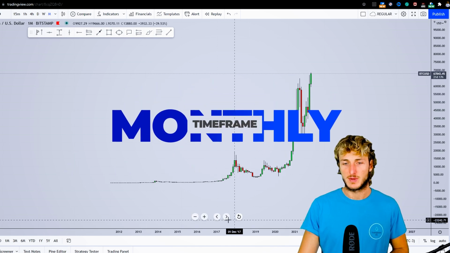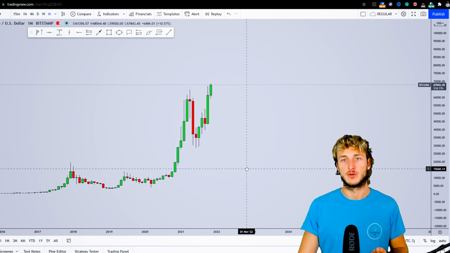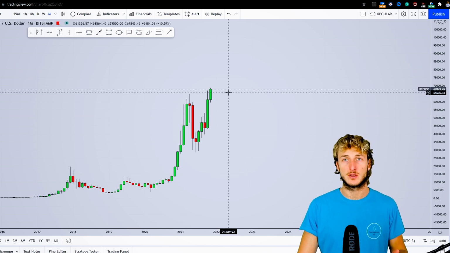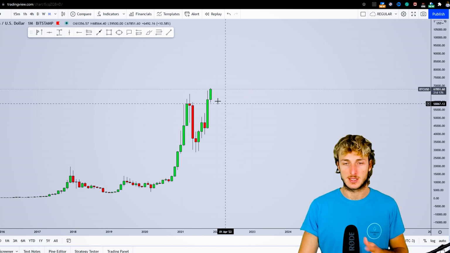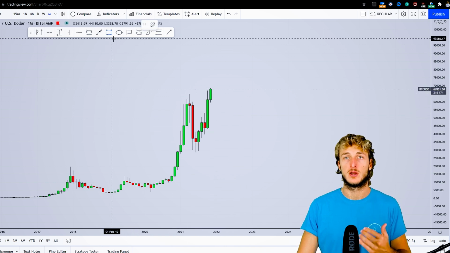So starting here on the monthly, there are two things that we need to speak about. The first one is the pattern that we're currently getting. The second one is obviously the technical side here on the monthly time frame. Let's start from the pattern.